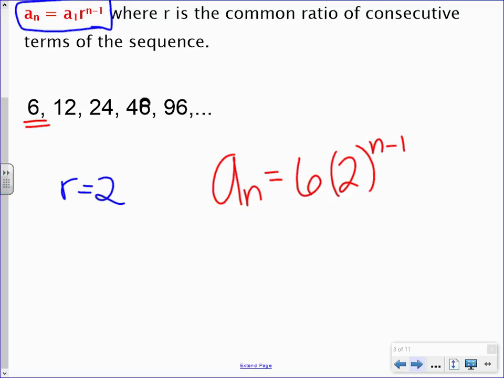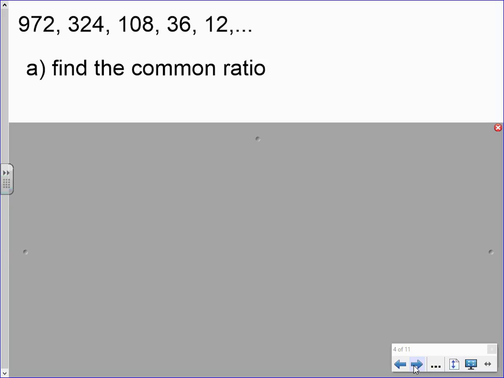What kind of function could this be compared to? An exponential function. Okay, good. All right, let's go back to that second sequence that we were looking at. If you don't have it written down, go ahead and do so. 972, 324, 108, 36, 12.